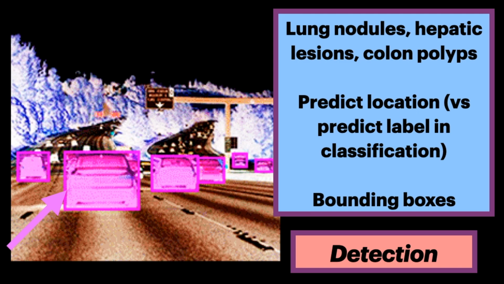Last is detection. Detection of focal lesions such as lung nodules, hepatic lesions, and colon polyps are critical skills as a radiologist. While classification tasks aim to predict labels, detection tasks aim to predict the location of potential lesions, often in the form of points, regions, or bounding boxes of interest. From a machine learning perspective, these three types of outputs give rise to three different approaches to detection.